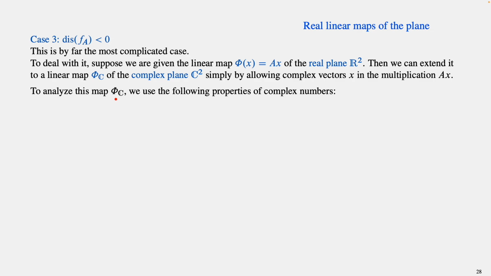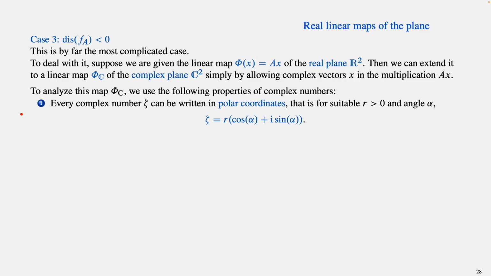And to analyze this map, I will have to use a few properties of complex numbers that I will just state here. I will not bother to explain them much more because that would take way too much time. So as I said before, you can either choose to ignore this, or you can just choose to accept what I state here as properties. You can try to derive it yourself or look it up somewhere, or perhaps you're even familiar with complex numbers and this is all known to you.